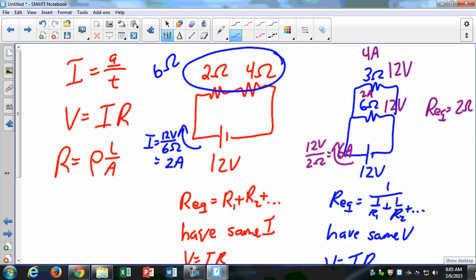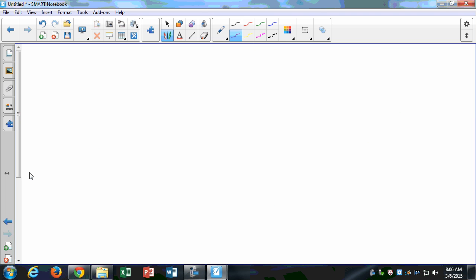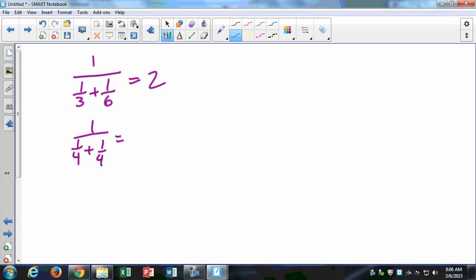Okay? There's a lot of steps that you have to go through, but hopefully you can just look at it and say, well, the voltage here is 12 and 12, so I have 4 and 2 amps, and 4 plus 2 add up equals 6. Alright? Let me give you those fractions. I've given them to you before, but for resistors in parallel, I like to use some common numbers. 1 over 3 plus 1 over 6, that equals 2. 1 over 4 plus 1 over 4, that's equal to 2. 1 over 2 plus 1 over 2, that's equal to 1.